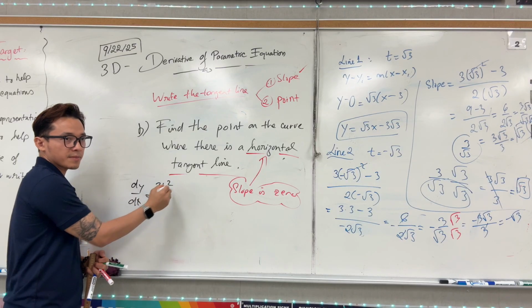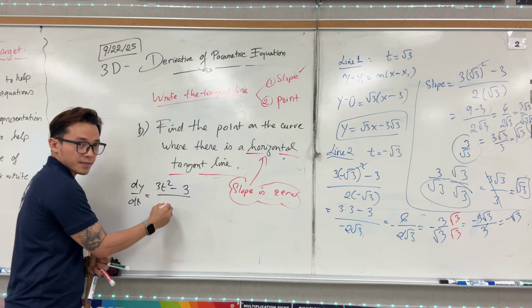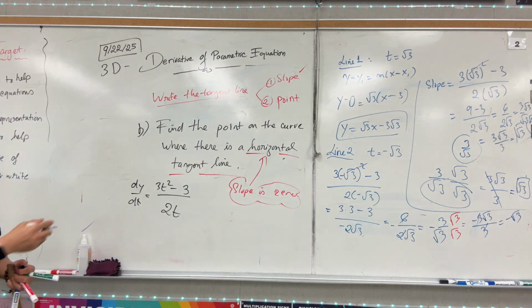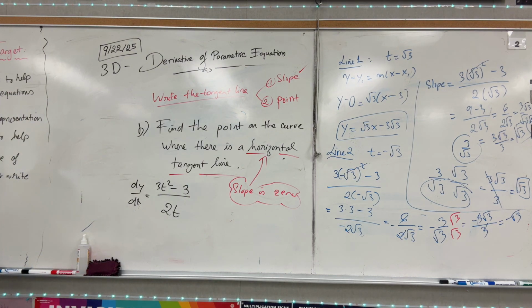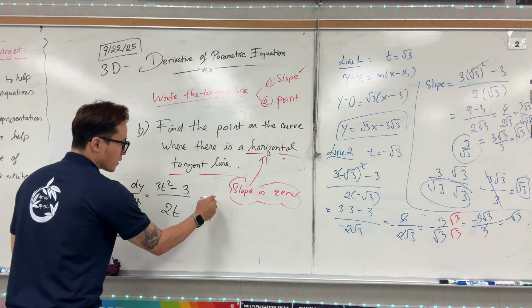3t squared minus 3 over 2t. Right? Okay. Now you're gonna let this one equal to 0 and you solve for it. That's it. Right? Easy? Let's solve it. If you let this one equal to 0, what happens?